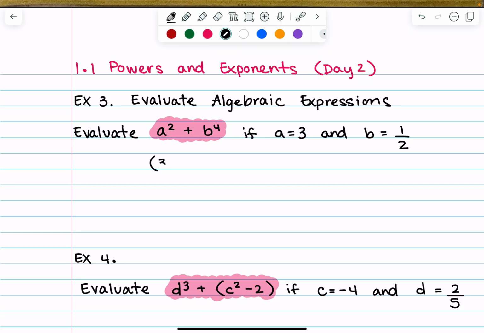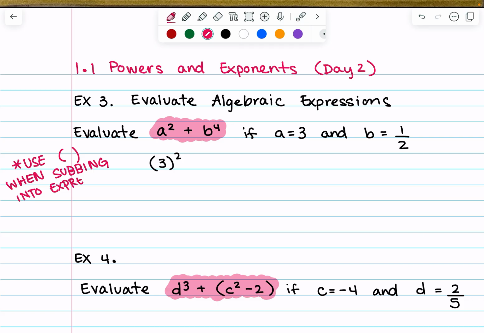Whenever we substitute, you need to make sure that you utilize parentheses. So if you want to write that off to the side, use parentheses when subbing into an expression. That would be a wise thing to write down.